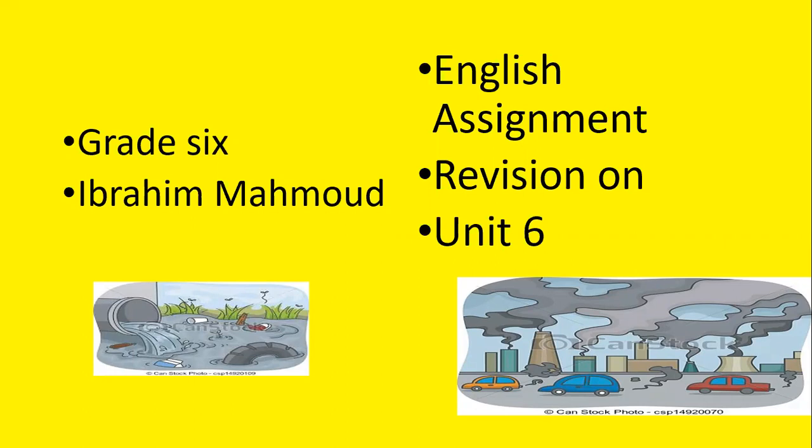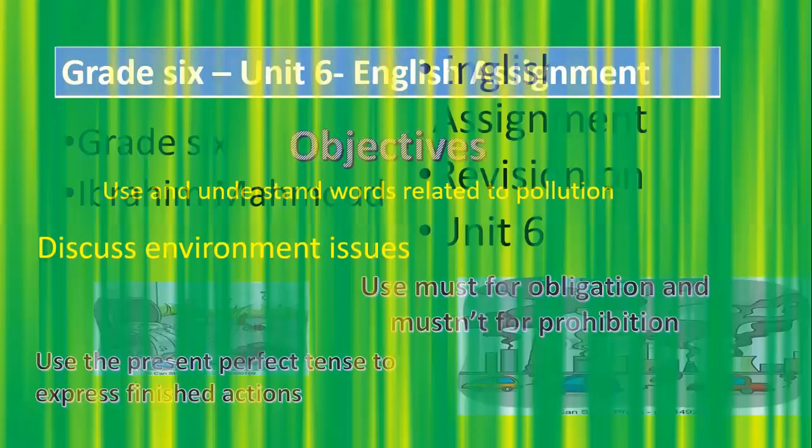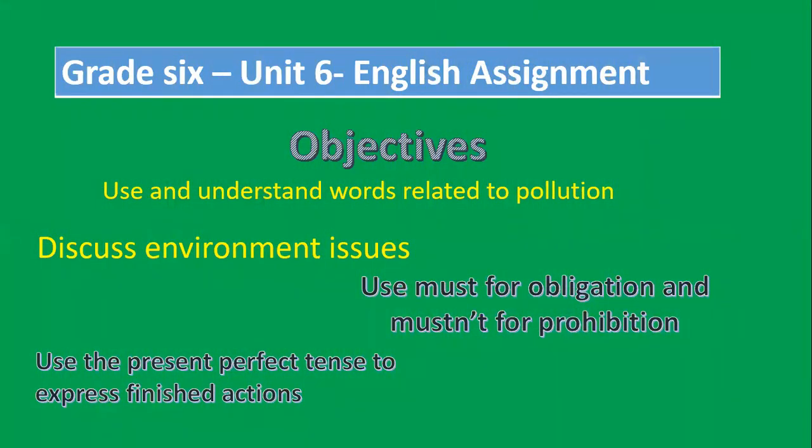Mr. Ibrahim Mahmoud, and this is a revision on Unit 6 for Grade 6. So today we will have a revision on Unit 6 for Grade 6. The objectives of our lesson today are: number one, to use and understand words related to pollution, discuss environment issues, use must for obligation and mustn't for prohibition, and use the present perfect tense to express finished actions.